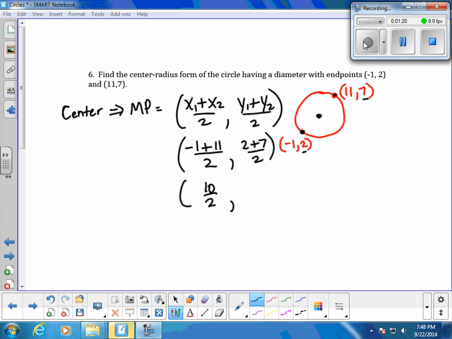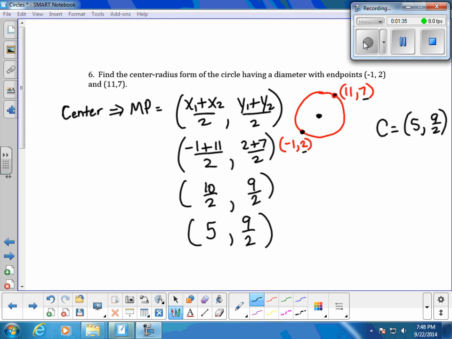Let's go ahead and calculate this. That would give me 10 divided by 2 over here, and over here I would have 9 divided by 2. And we simplify that into our center, which I'm just going to come to the side and say my center is the ordered pair 5, and I'm just going to leave that as the fraction 9/2. Okay, so we calculated our center. Now we need a radius.